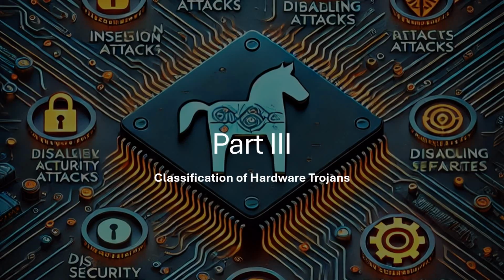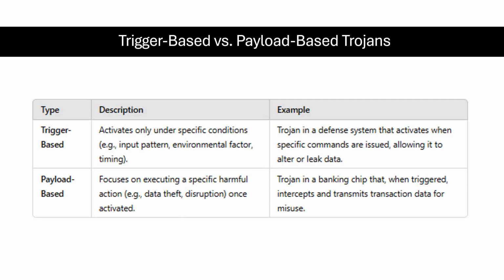So friends, welcome back. In this session, we are going to understand the classification of hardware trojans. First, we'll start with trigger-based and payload-based trojans. The trigger-based trojans get activated under a specific condition. The condition can be anything, like an input pattern, an environmental factor, or timing.